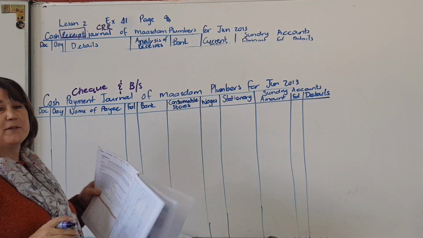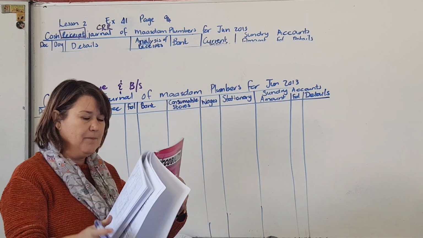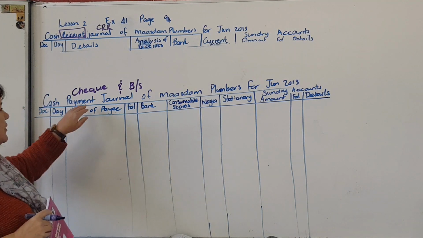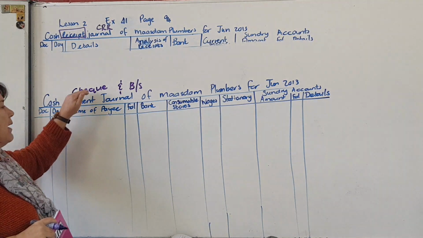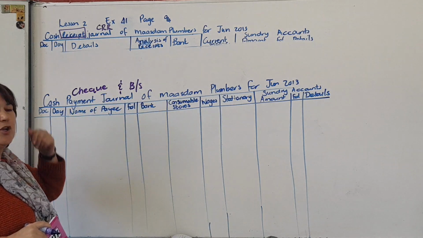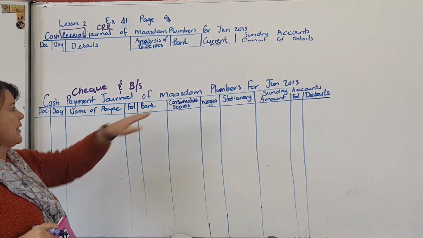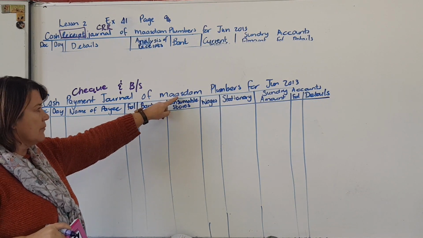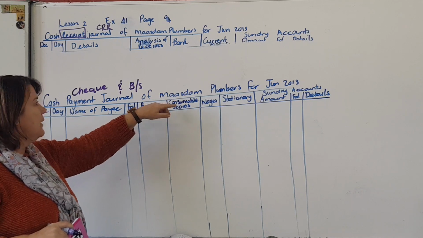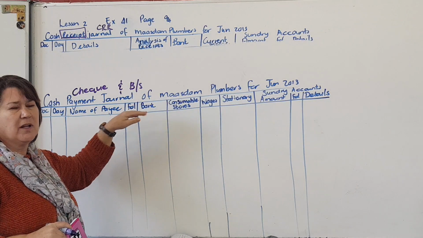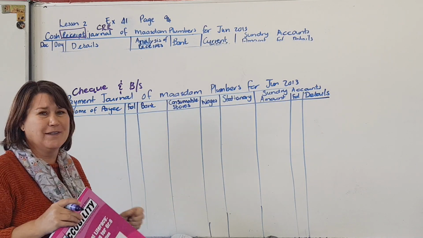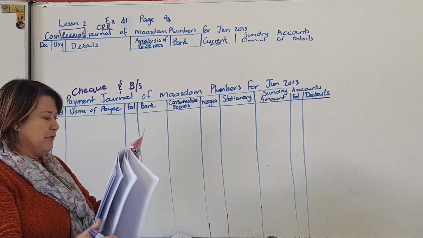Okay, perhaps a little bit skewed, but it's there. The cash payment journal, we're only going to pay by check. And the bank's going to communicate with our business, Marston Plumbers, with a bank statement.